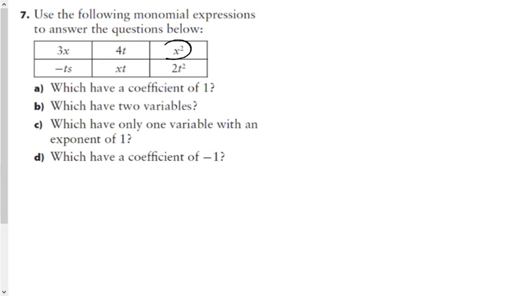Which only have 1 variable with an exponent of 1. Well, this has 1 variable, and this has 1 variable, but both those variables have exponents of 2, so they don't count. This has 1 variable with an exponent that's not written of 1, count that one. And this has an exponent of 1 that's not written. And finally, which has a coefficient of -1? Only one of those terms has a coefficient of -1. This one, and we don't write the 1, we just treat it as a negative sign, or the opposite of PS.